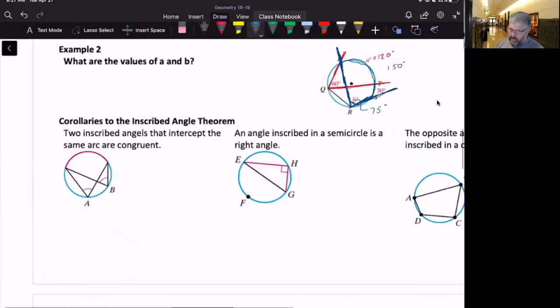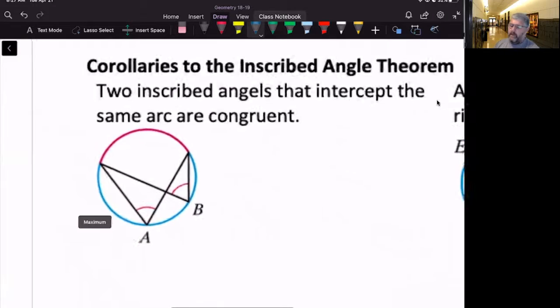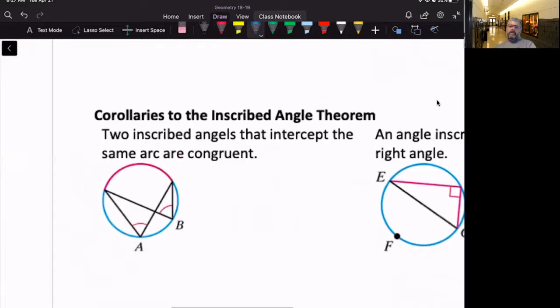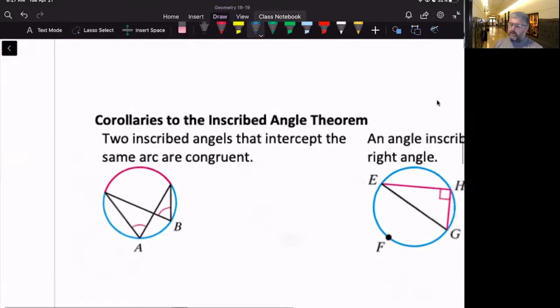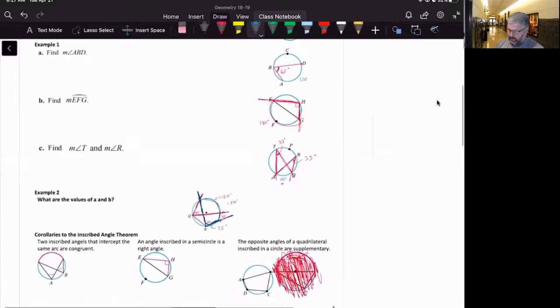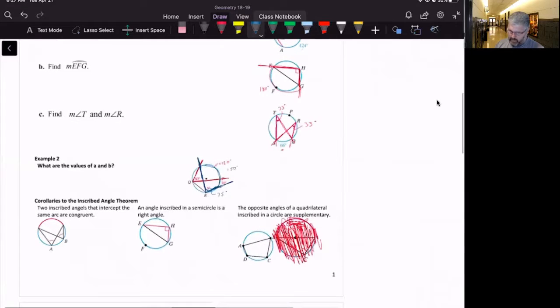All right, corollaries to the inscribed angle theorem. This is just a couple little things that go along with that inscribed angle theorem we talked about. First one: if you have two inscribed angles that intercept the same arc, then those two angles are congruent, right? That's basically what we did up here for example 1C, where we had to find T and R, and they were both the same thing because they both made the same angle.